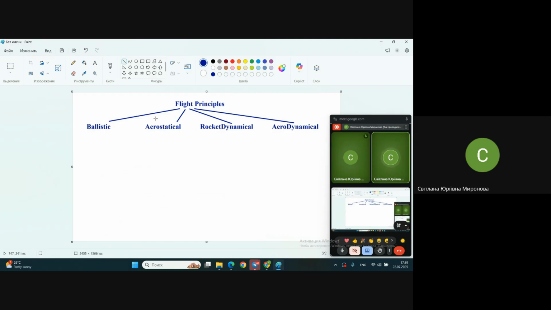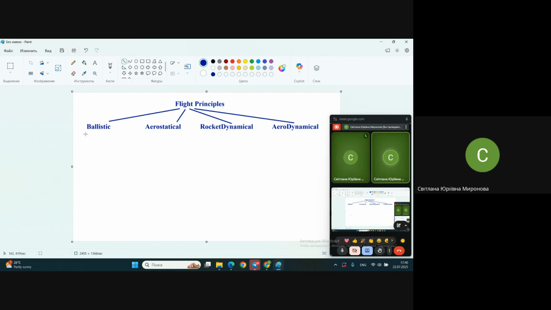What about these two principles, rocket dynamical and aerodynamical? It means that on board the aircraft you have some aggregate, some device which permanently provides propulsion force, pushing force. In the case of ballistic and aerostatical principles, permanent pushing force is absent. And in the case of dynamical principles, you permanently have some pushing propulsion device on board.